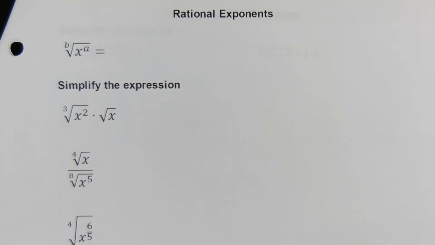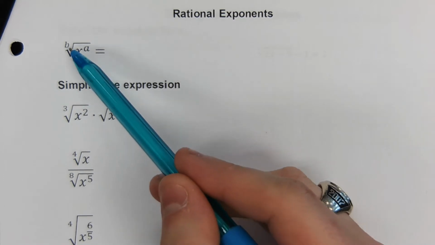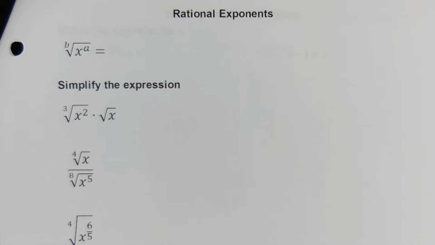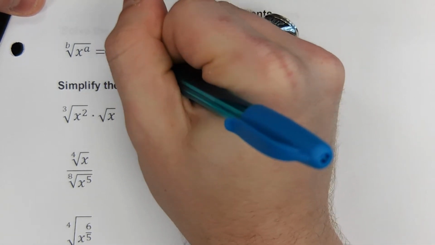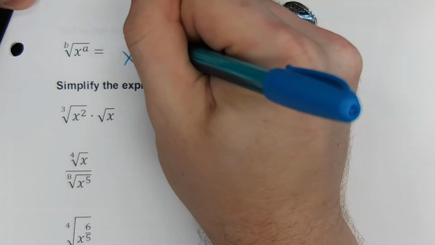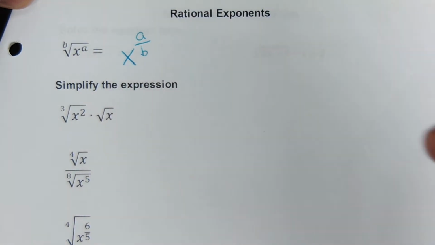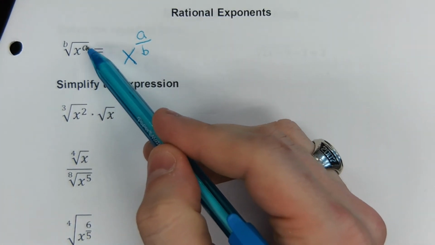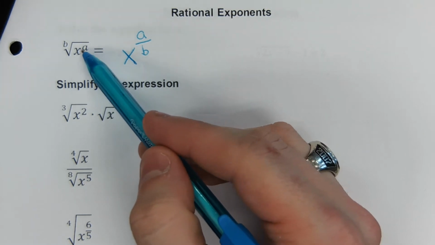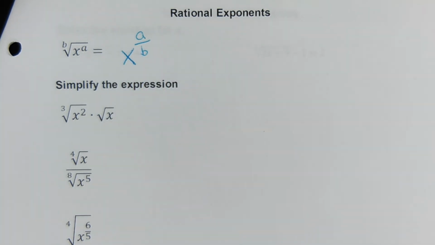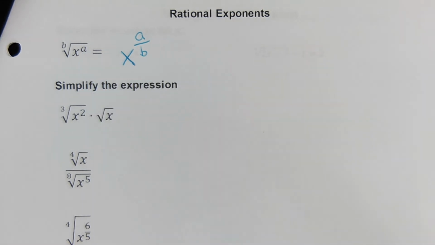Well, we had some academic vocabulary last week, right? And we talked about this number right here being called the root index. The root index is actually the denominator of the fractional exponent. So this can be written as x raised to the a over b. So this is a true exponent, this a. It's in the exponent position. That's the numerator of the exponent. The root index is the denominator of a fraction exponent. But this is not the only way this could have been written.